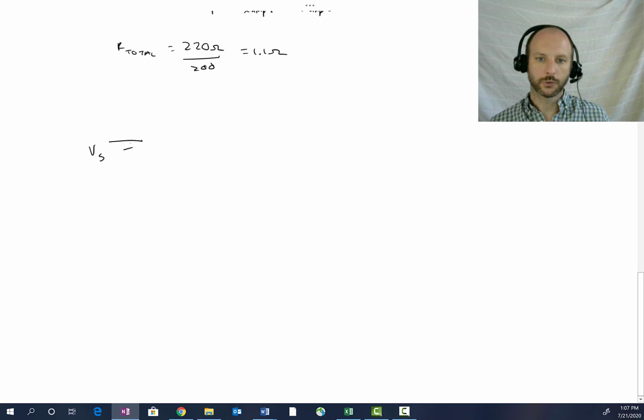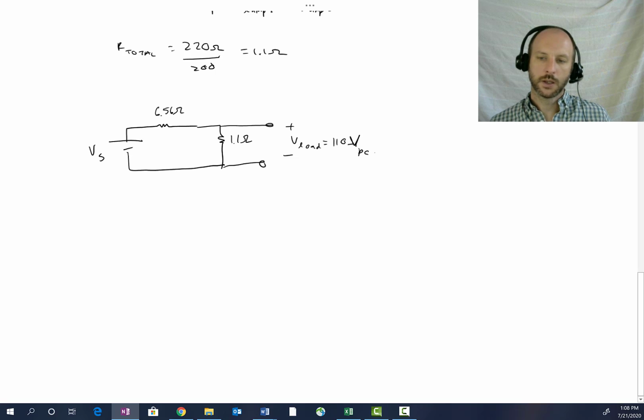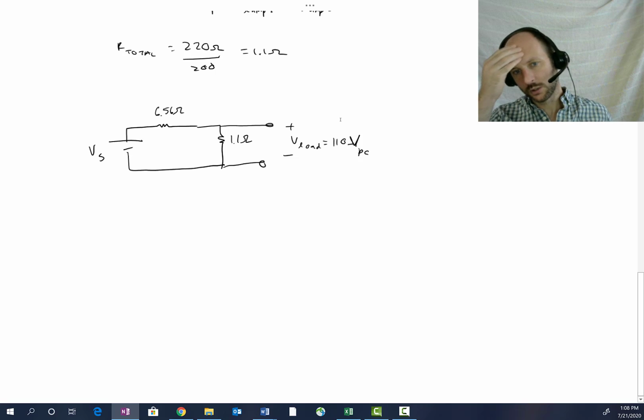And we still don't know the source voltage, so that's just a DC voltage source. We've got a lumped two-line resistance, and then we have our load resistance. The lumped two-line resistance is 6.56 ohms, and the load resistance was 1.1 ohm. We know that the voltage drop across that 1.1 ohm parallel light load was 110 volts DC, and what that's going to allow us to do is calculate the current through that loop.